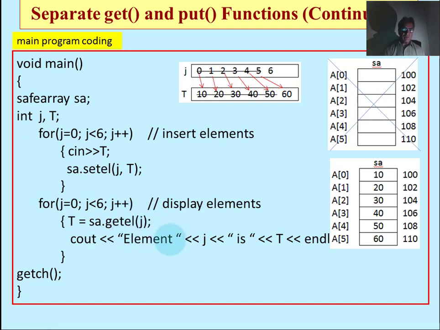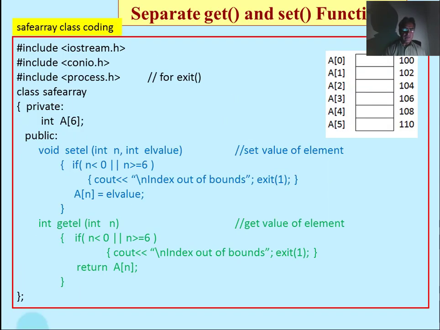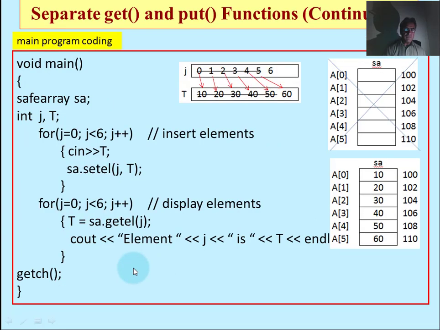If it is within the bound, then this access function will return the a of 1 value, that is 20, which will come here and be stored in T, and this T will be displayed here. That is, the element at location 1 is 20. All the values will be accessed in this function. Firstly, the subscript will be checked, and then it will return the value.